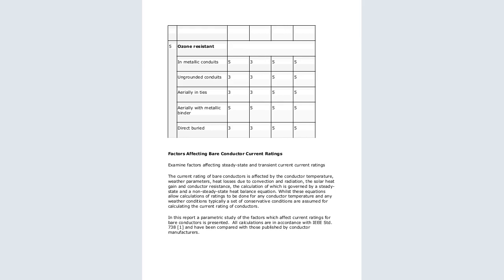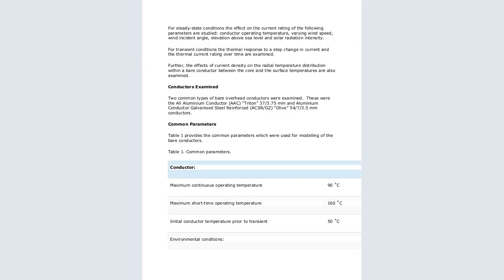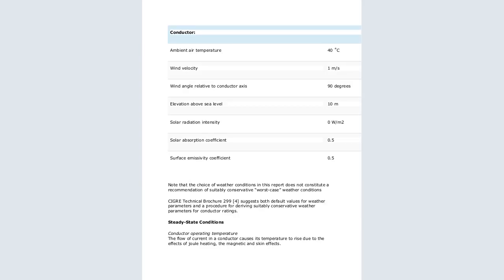So, factors affecting bare conductor current ratings. To examine factors affecting the steady state and transient current ratings, you'll be able to read them, because I'm going to forward these notes to you. So you can see this table also dealing with the different temperatures: the ambient temperatures, the maximum continuous operating temperature, the maximum short time operating temperature, the initial conductor temperature prior to transient, and then environment conditions.